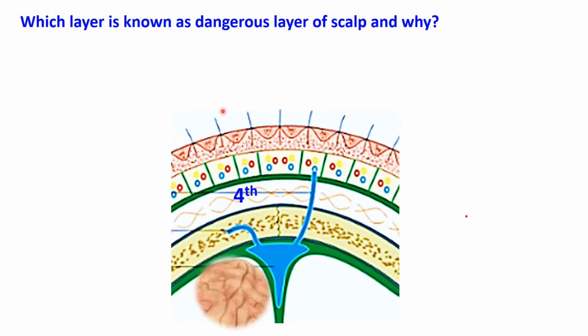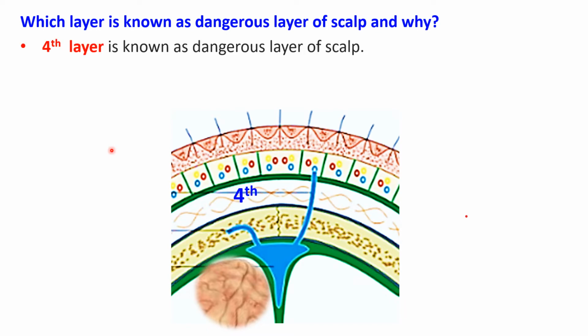Next, it is obvious I'm dealing with the fourth layer here. So which layer is known as the dangerous layer of the scalp and why, right? It is the fourth layer of the scalp which is known as the dangerous layer. This is the fourth layer. Now why does it become dangerous? Why will something become dangerous?